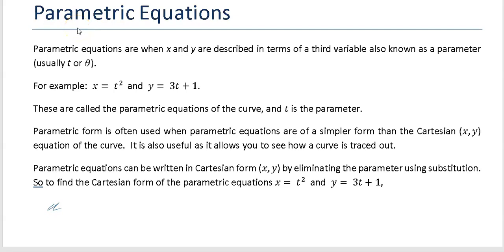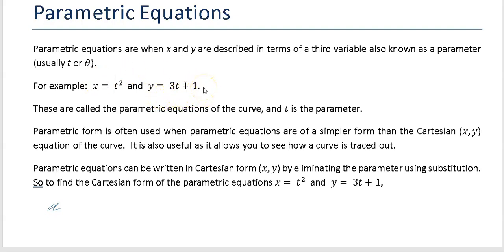Okay, we're going to look at parametric equations. Parametric equations are when x and y are described in terms of a third variable known as a parameter. So it's usually t or theta. So here's an example of parametric equations: x is equal to t squared and y is equal to 3t plus 1.